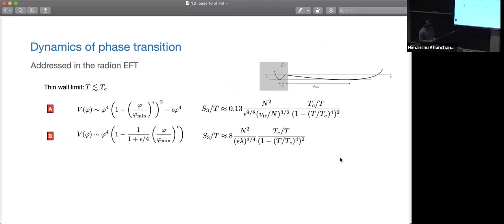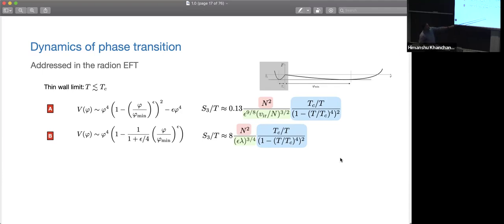As promised, in some explicit models, when people calculated this in the thin wall limit, so T is very close to Tc, you find an answer for the bounce action. The thing I want to point out is that there is this parameter epsilon or lambda in the denominator. This was the small parameter that was making the potential so lopsided, and so the answer is enhanced by that. That's why this is an estimate for the bounce action.